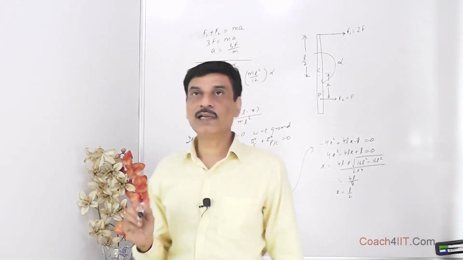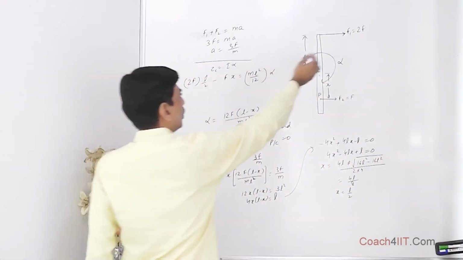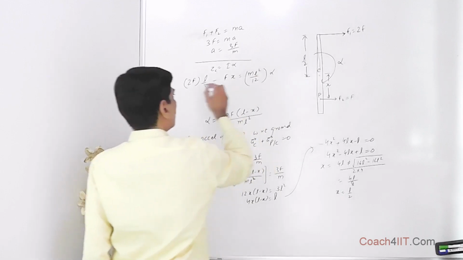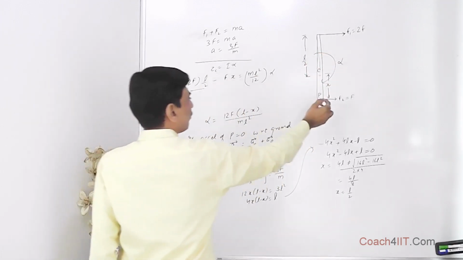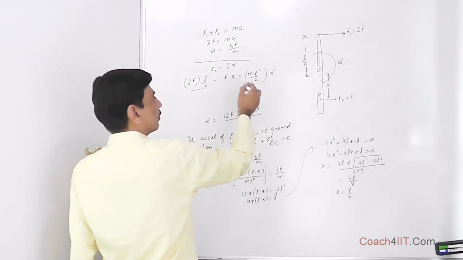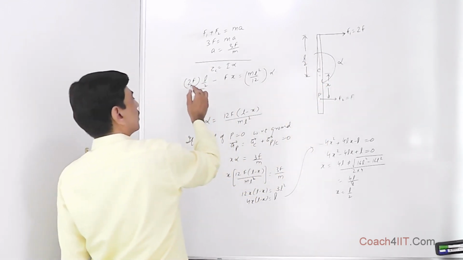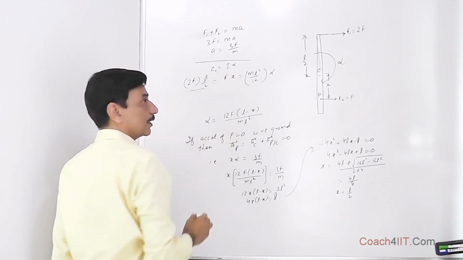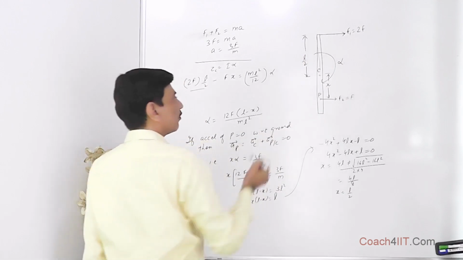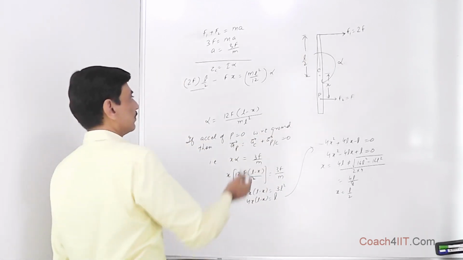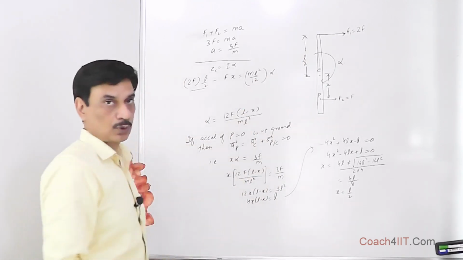So when we use torque is equal to I alpha, 2F into the distance L by 2 is the clockwise torque about this axis, and F into x is the anti-clockwise torque in this direction. So net torque is 2F into L by 2 minus F into x, and this is equal to I alpha, where I about the center of mass of this rod of mass m and length L is mL square by 12, into alpha.